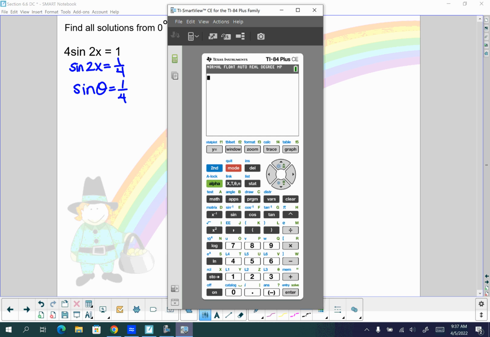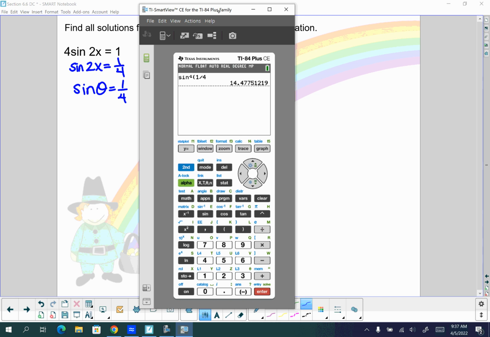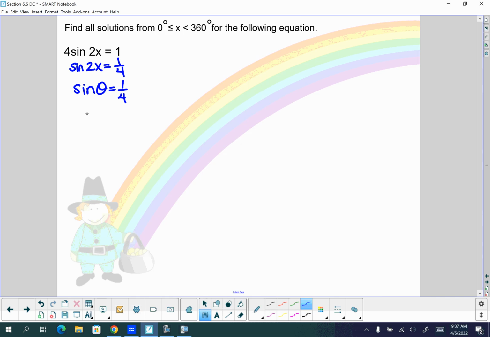All right, and how am I going to get my first answer? What do I need to do with the calculator? Inverse sine of 1/4. And I'm going to round to the nearest, let's just do to the nearest degree here. You could always do like nearest 1/10 of a degree. Let's practice that. So to the nearest 1/10 of a degree, when you do the inverse sine of 1/4, you should get 14.5 degrees. Okay, plus 360k.